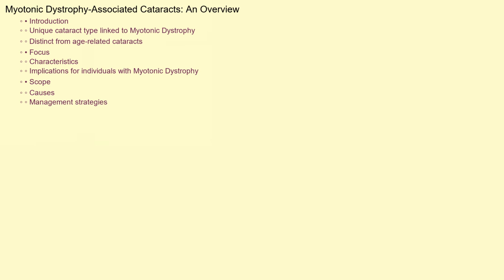Well, today, we're shedding light on a specific type of cataract uniquely associated with myotonic dystrophy, a genetic disorder that affects muscle function. This isn't your run-of-the-mill age-related cataract. It has distinct characteristics and implications for individuals with myotonic dystrophy. Join us as we explore the intricacies of myotonic dystrophy-associated cataracts, from their causes to management strategies.